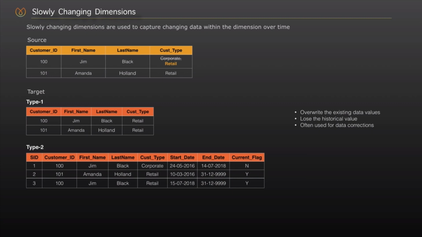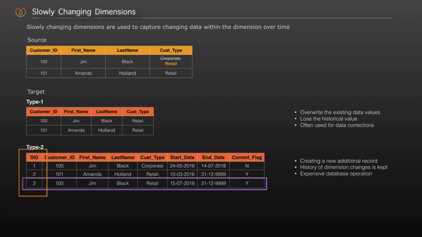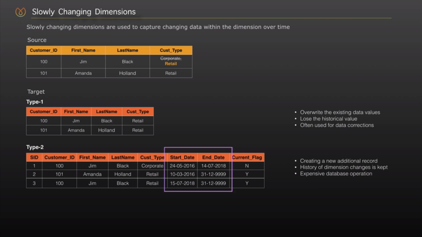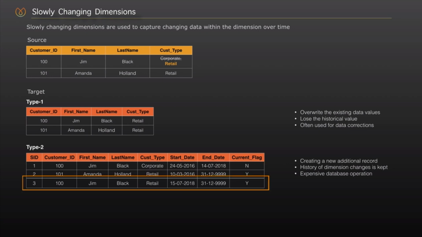So we're going to look at type 2, which can help us to capture the history of the values. In this methodology, we capture the attribute changes by adding a new row with a new surrogate key to the dimension table. This way, all history of dimension changes is kept in the database. So you see in here we added additional columns as start date and end date, and that shows us in which time interval the relevant specification is valid. For example, Jim Black was in corporate customer group until July 2018, but then he moved to retail and we get an additional record in the table.